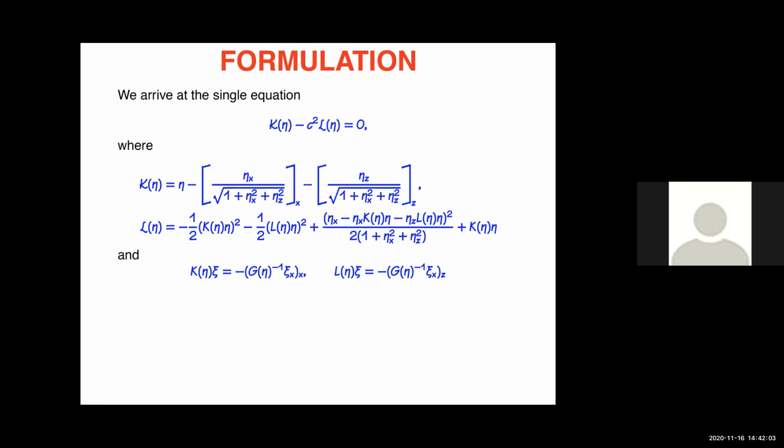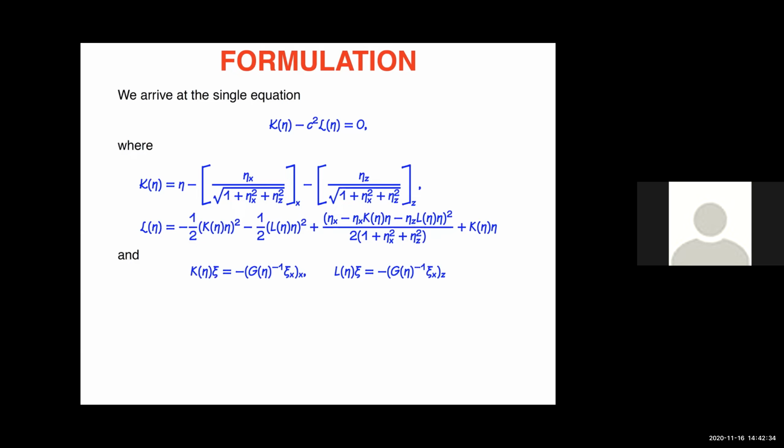In script L, instead of writing G to the minus 1, I've replaced it by K and L. The difference here is that K has a derivative with respect to x outside, while L has a derivative with respect to z outside. It's just a bit more convenient to work in this fashion. So K and L are sort of Neumann-Dirichlet operators. The difference is that for K you differentiate afterwards with respect to x, and for L you differentiate afterwards with respect to z.